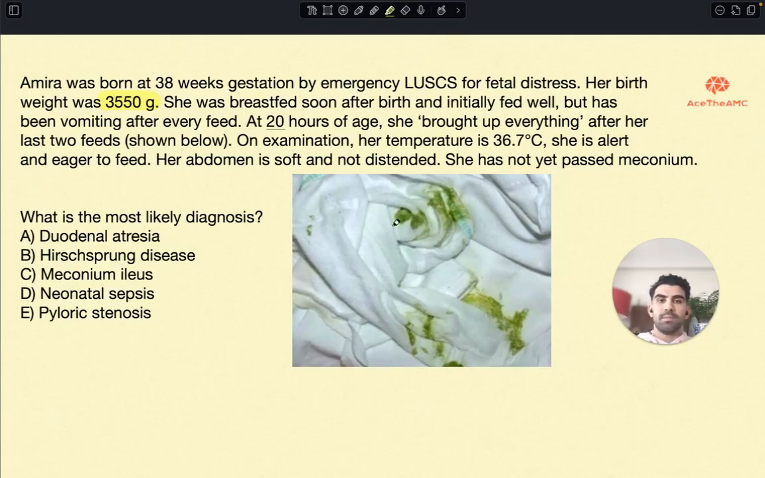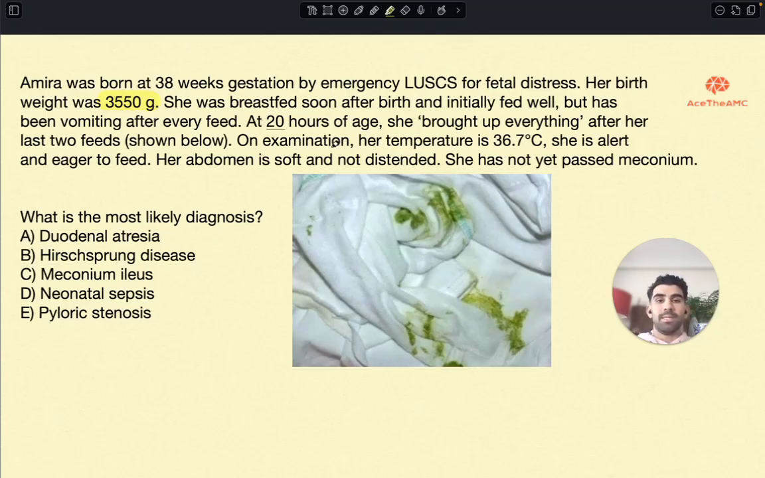D, neonatal sepsis. This is incorrect. She's afebrile, alert and eager to feed. You wouldn't see all these things if she was septic. C, meconium ileus. This is incorrect. Although she hasn't yet passed meconium, she's only at 20 hours of age. It's common to pass meconium within 24 hours, even up to 48 hours. So we can't yet rule that out.